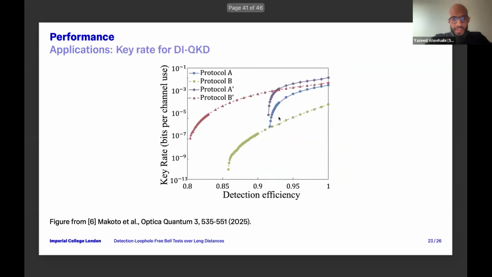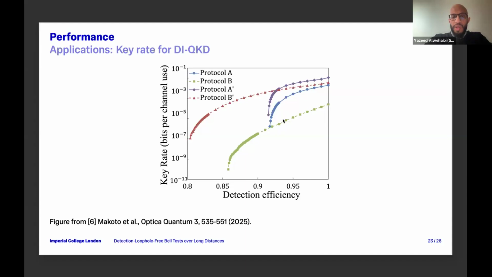And recently, there is this paper which used our protocol to calculate the maximum key rate you can obtain using our protocol compared to the previous protocols. B is our protocol and A is the previous protocols. The dashed lines are when you are using photon number resolving detectors, and without dash is when you are using just click detectors.